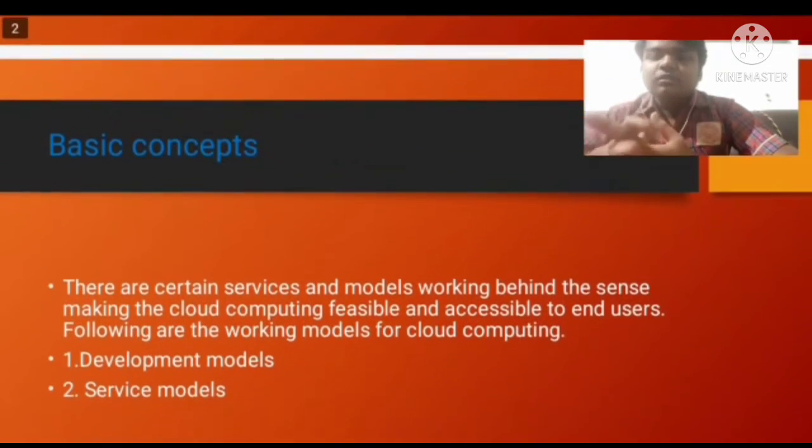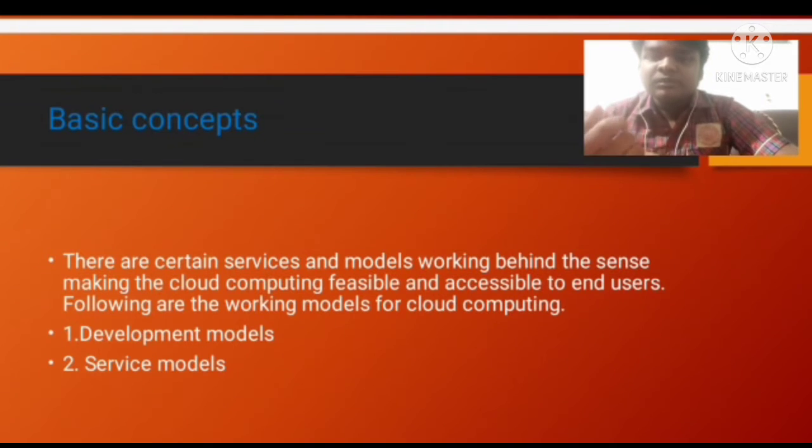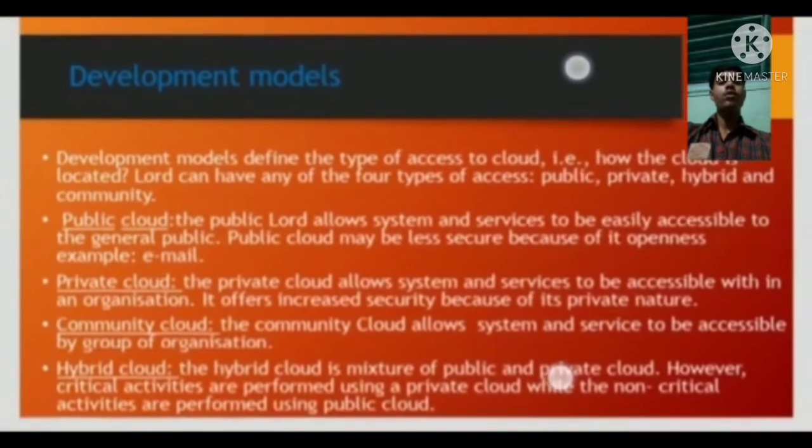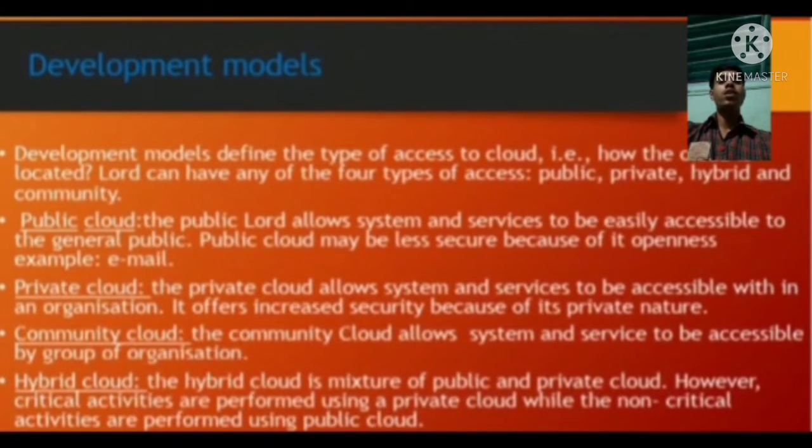So, what are the basic concepts of cloud computing? There are certain services and models working behind the scenes, making cloud computing feasible and accessible to end users. Following are the working models of cloud computing. Number 1, deployment models. Number 2, service models. Deployment models define the types of access to the cloud, that is, how the cloud is located. A cloud can have any of four types of access: public, private, hybrid and community.